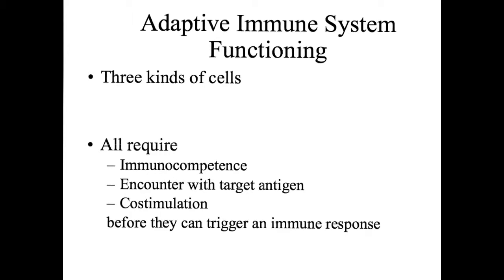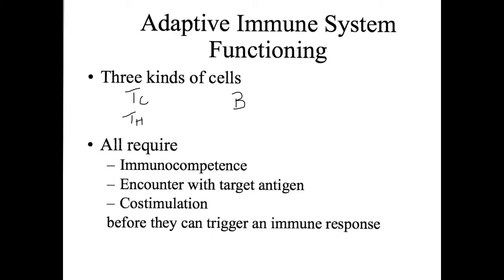This video was prepared to be a review for you of how the adaptive, also known as specific, immune system functions. Now, the first thing that you need to recall is that there are three kinds of cells involved in this system. All three kinds of cells are specialized lymphocytes, so they're produced by the process of hematopoiesis in the red bone marrow. There are the cytotoxic T cells and the helper T cells, and then there are also the B cells. All of these cells must gain immunocompetence before they are able to do their functioning.